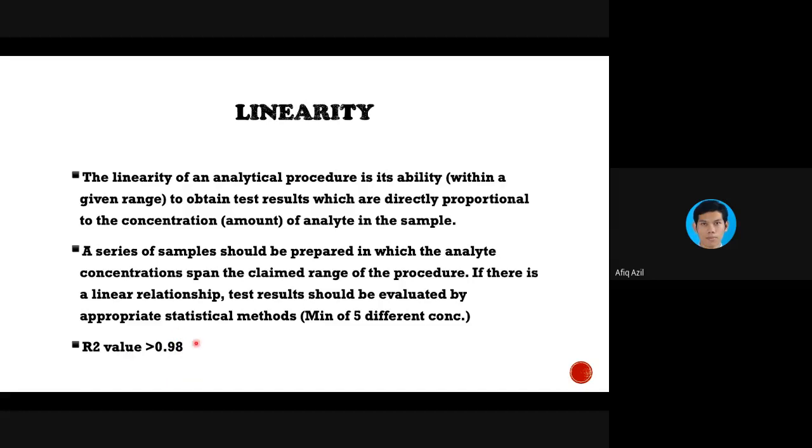So the R value has to be referred to the method that you're using, and the amount of different concentrations that you need to prepare, there should be at least 5. Minimum 5 different concentrations. The more, the better. If you want to dilute maybe 6, 7, that will produce greater accuracy for the linearity or the standard curve that you are preparing.